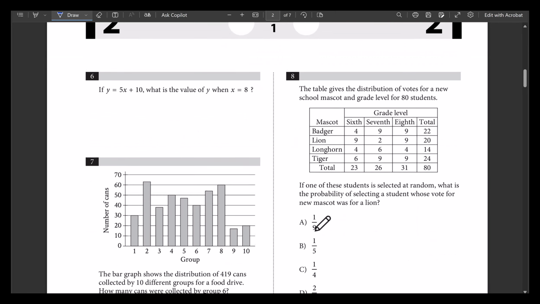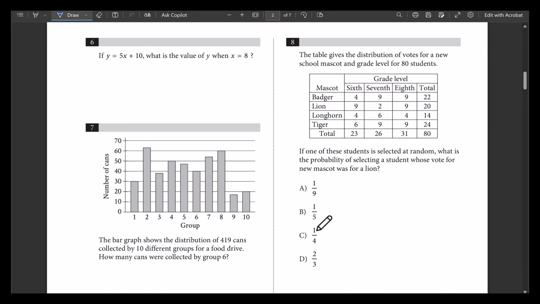Number 6, if y is equal to 5x plus 10, what is the value of y when x is equal to 8? Y is equal to 5 multiplied by 8 plus 10. 5 times 8, that is 40, plus 10, we get 50.